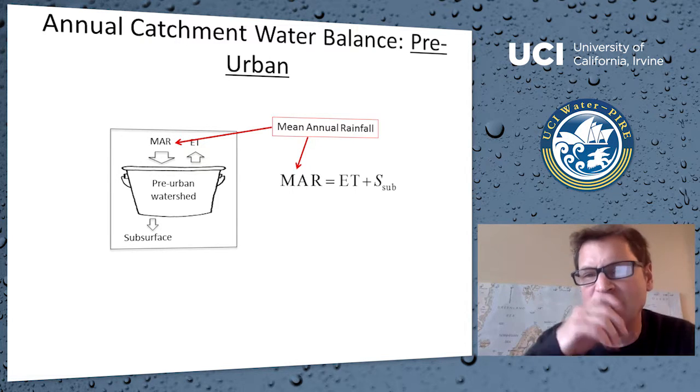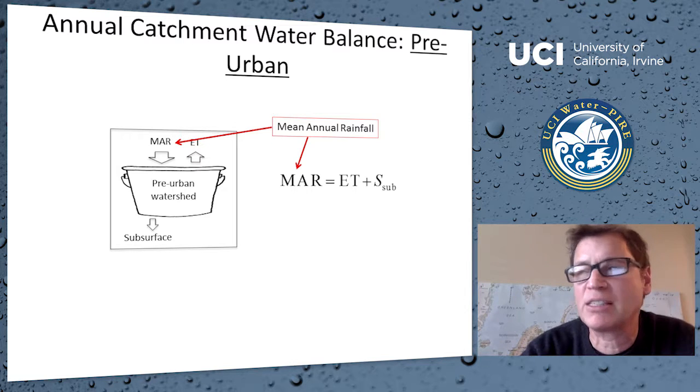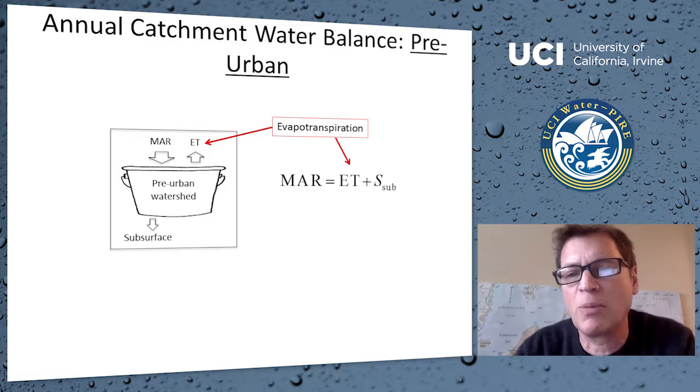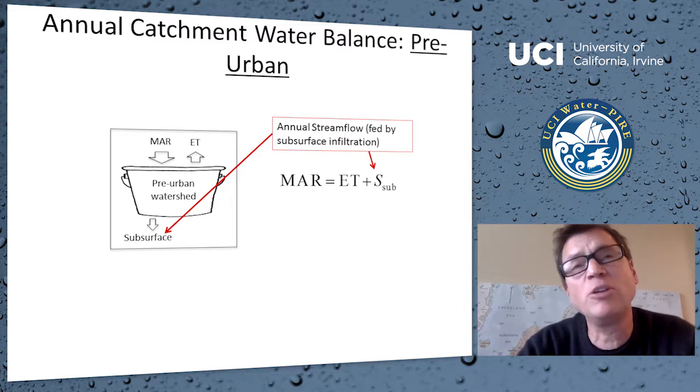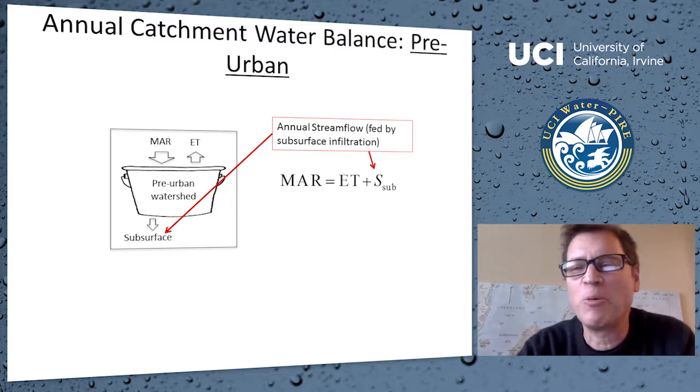And so if you click on the next part of the animation, basically you can write out that annual water budget. So we're talking about an annual water budget in a really simple way. You basically say that the mean annual rainfall equals the evapotranspiration, click on the next animation, plus the annual stream flow, that's that S sub, which is in this conceptualization fed by subsurface infiltration.